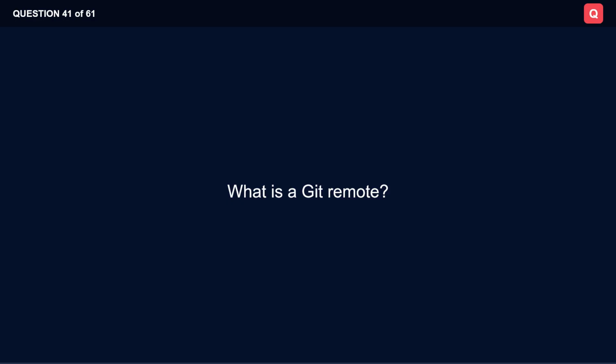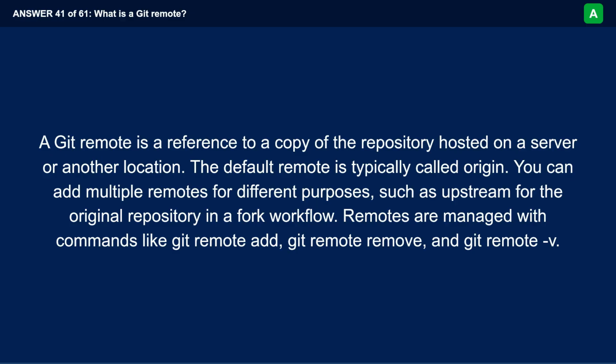What is a git remote? A Git remote is a reference to a copy of the repository hosted on a server or another location. The default remote is typically called origin. You can add multiple remotes for different purposes, such as upstream for the original repository in a fork workflow. Remotes are managed with commands like git remote add, git remote remove, and git remote -v.